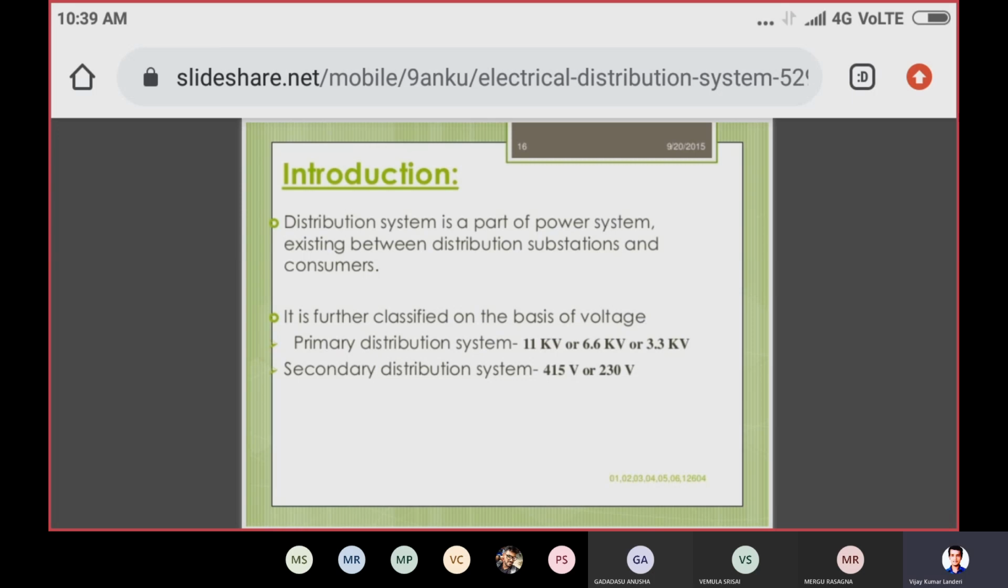What does distribution system mean? It is the part of the power system existing between the distribution substations and the consumers. Whatever part of the system is between the distribution substations and the consumers is called the distribution system. Again, this is further classified on the basis of voltage: primary distribution system and secondary distribution system. Primary distribution system voltages are 11 kV or 6.6 kV or 3.3 kV, and secondary distribution system voltages are 415 volts or 230 volts.